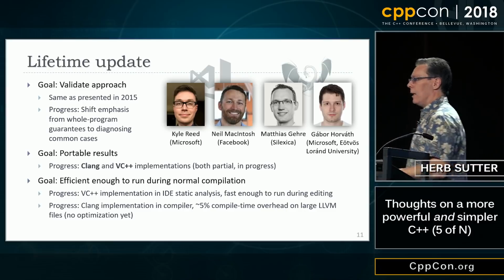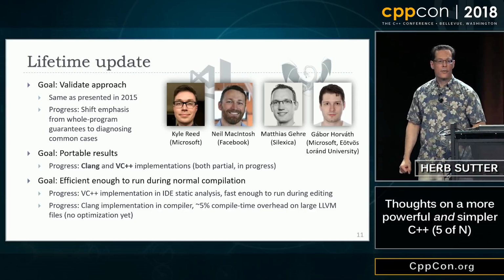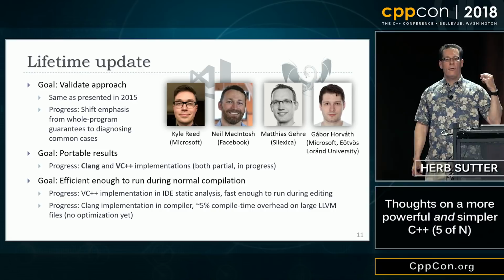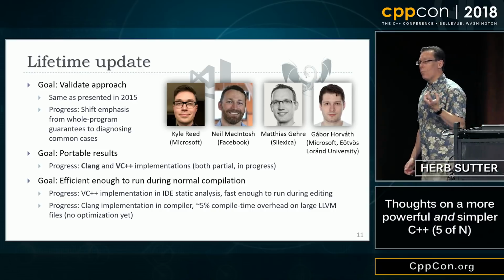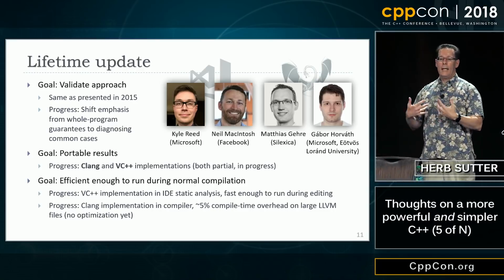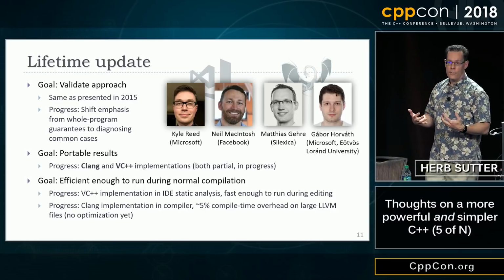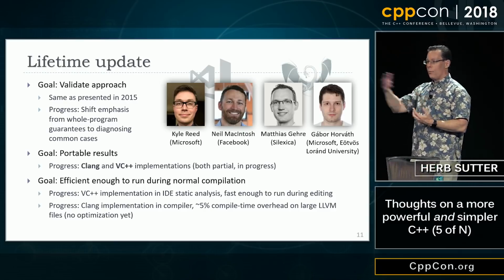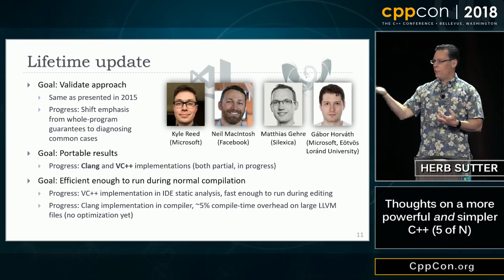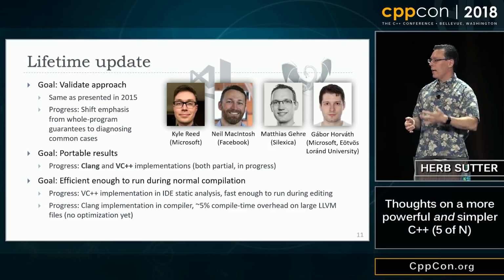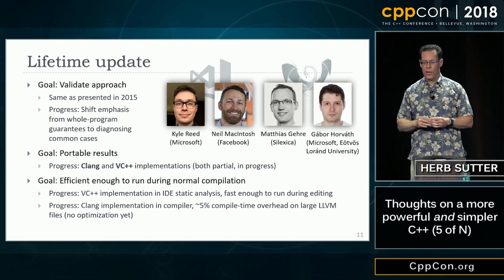And I believe we validated that. This year we can say, yes, that's been validated. The Visual C++ implementation runs in the IDE in a static analysis framework extension, and it runs with real-time squiggles. The performance is sufficient for real-time squiggling of dangling errors in your code. We'll see a couple of example screenshots.